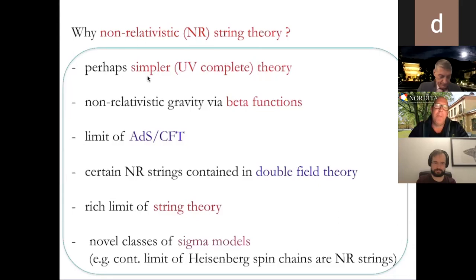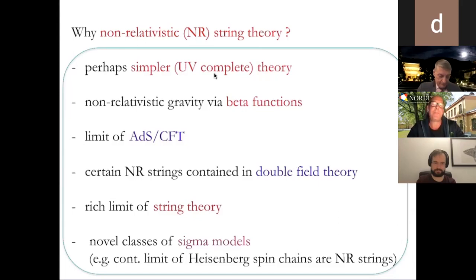Another related motivation to study non-relativistic string theory is, just as relativistic string theory in a beautiful way through the beta function, so the quantum consistency conditions of conformal invariance, gives rise to Einstein gravity coupled to other stringy fields. Likewise, studying non-relativistic string theory can give us insight into non-relativistic gravity theories via their beta functions. And in fact, quite some works have been done in that direction already.